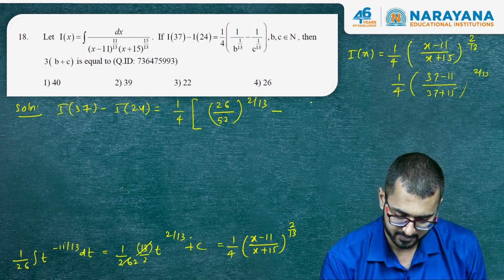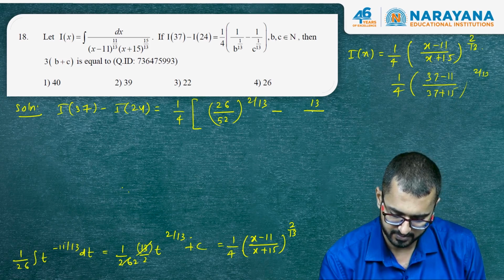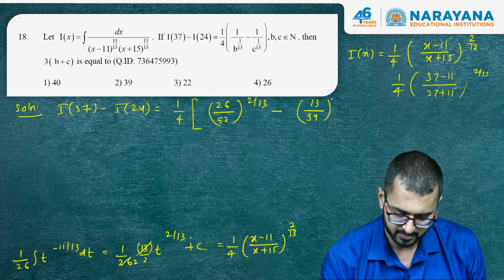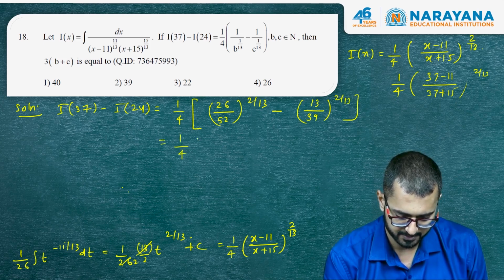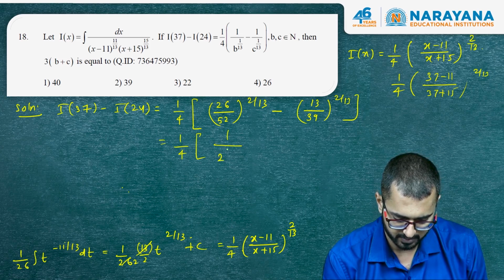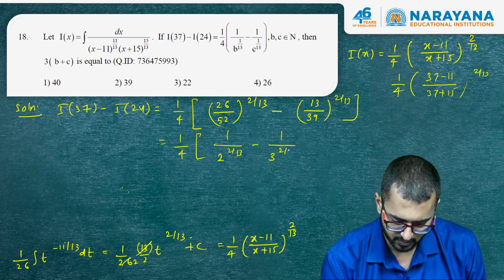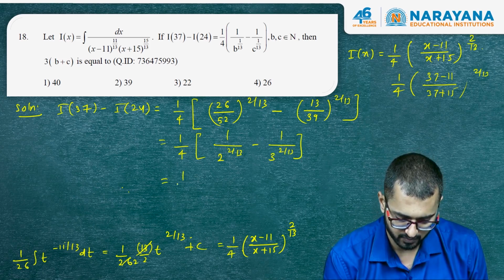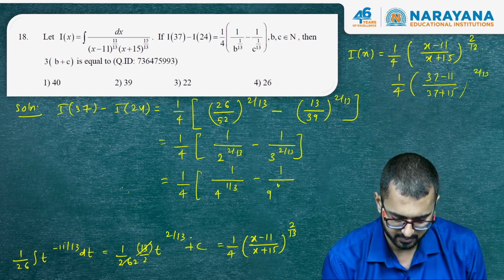This will give me 313, and then 15 plus 24, 39, this to the power 2 by 13. So this can be written as 1 over 4, and then 1 over 2 to the power 2 by 13 minus 1 over 3 to the power 2 by 13. But they want it in the form of 1 by 13, so we can write 1 over 4, and then this will be written as 4 to the power 1 by 13 minus 1 upon 9 to the power 1 by 13.